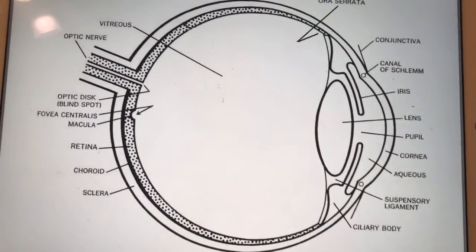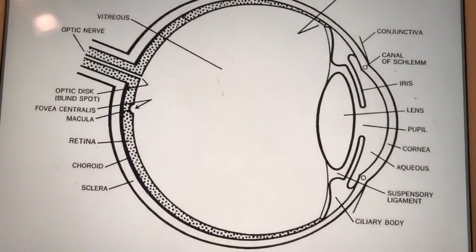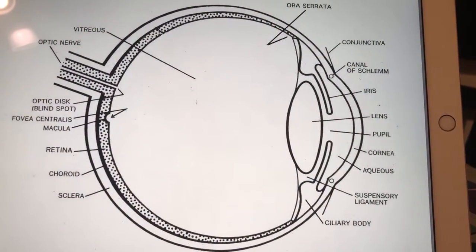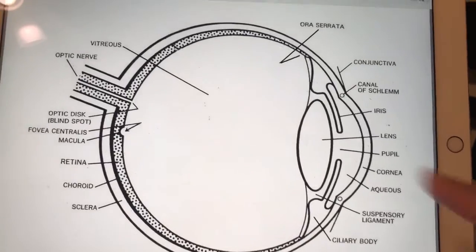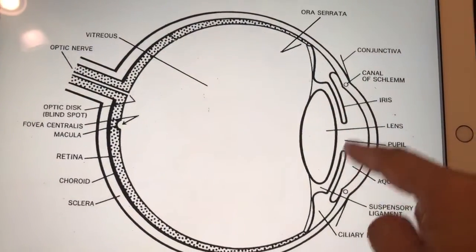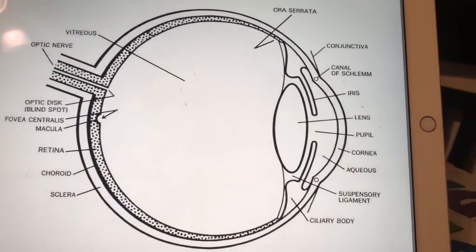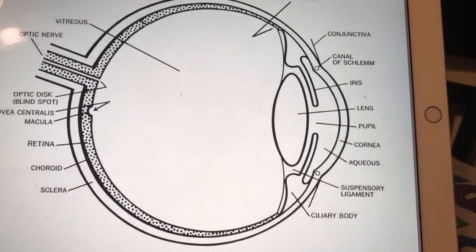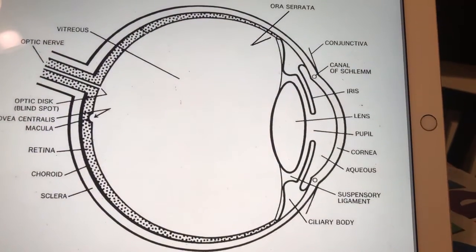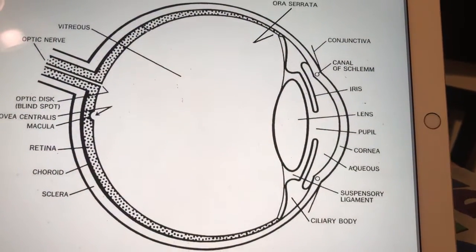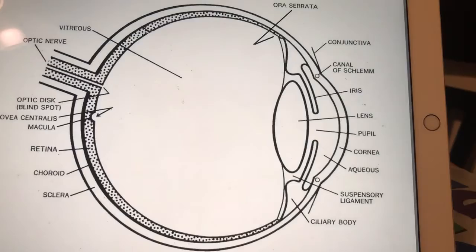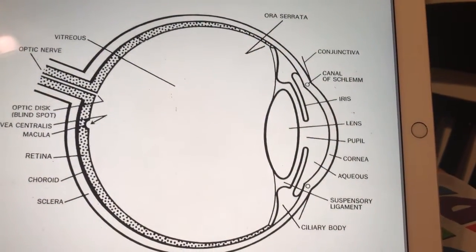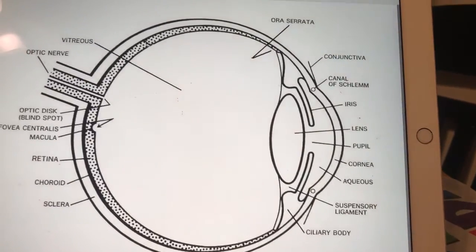The next one is the conjunctiva. It's the clear membrane that covers the front of the sclera and also lines the inner portion of the eyelids. The iris here, it's the colored portion of the eye. It's located between the cornea and the lens, in front of the ciliary body, behind the cornea. It contains the pupil, which is the black hole. It controls the amount of light entering the eye by enlarging and minimizing the size of the pupil.